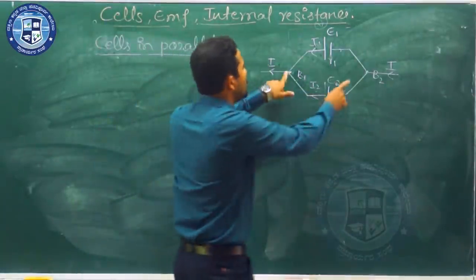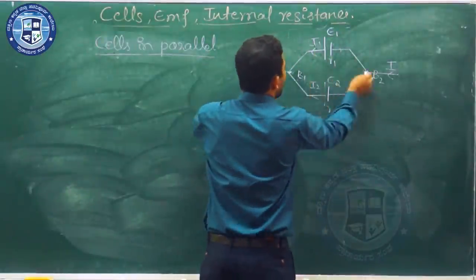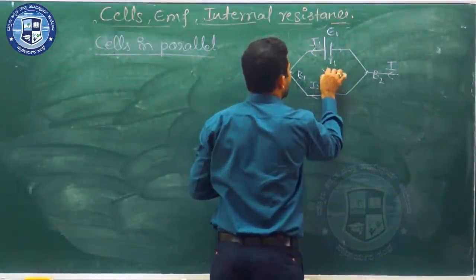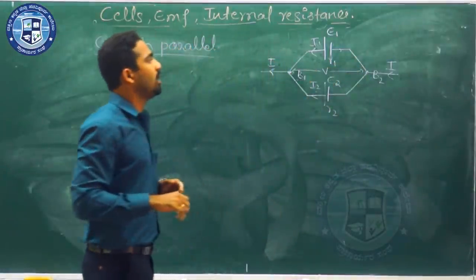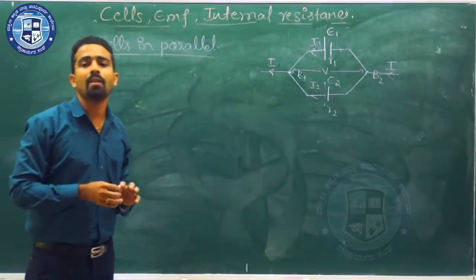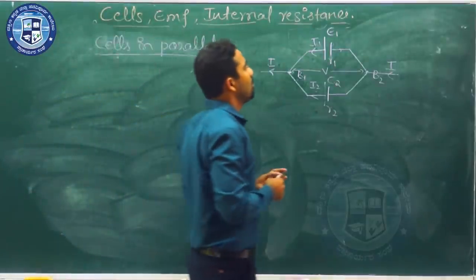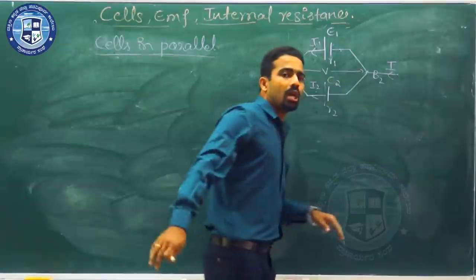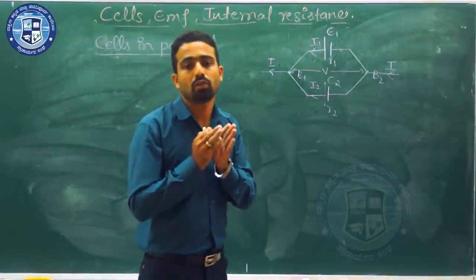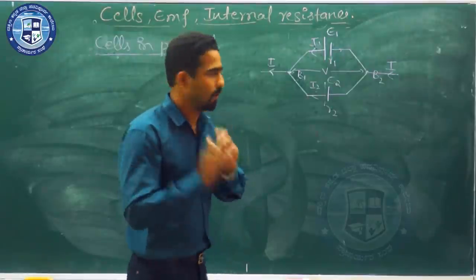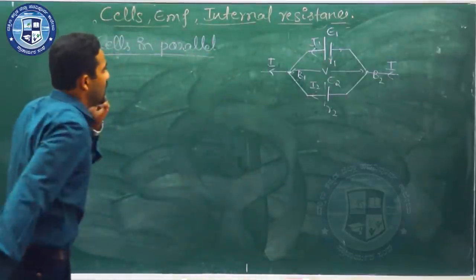So the potential developed across B1 and B2 because of these cells is V. You should remember this. When two cells are connected in parallel, the same potential will be there. If two cells are connected in series, the same current will flow through the two cells.